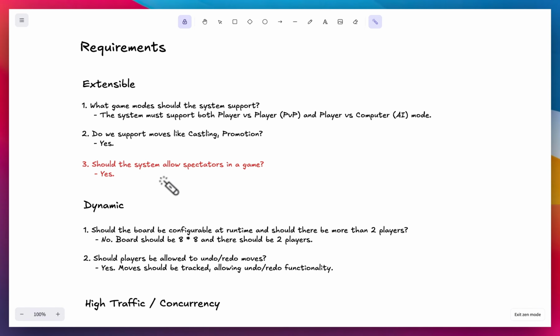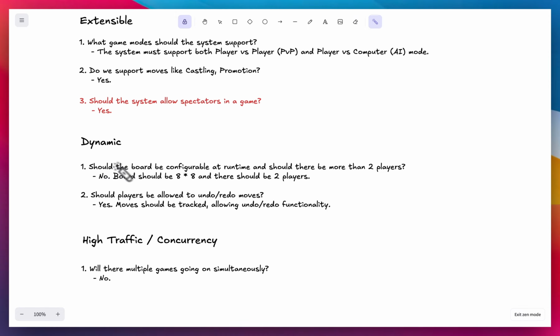Okay. Now, coming to the dynamic category, these are the questions that you can ask. The first one is, should the board be configurable at runtime and should there be more than two players? Let's say the interviewer says that no, I just want you to design a board which is 8 cross 8 size and there should be only two players. One of them would be having black pieces and another would be having white pieces.